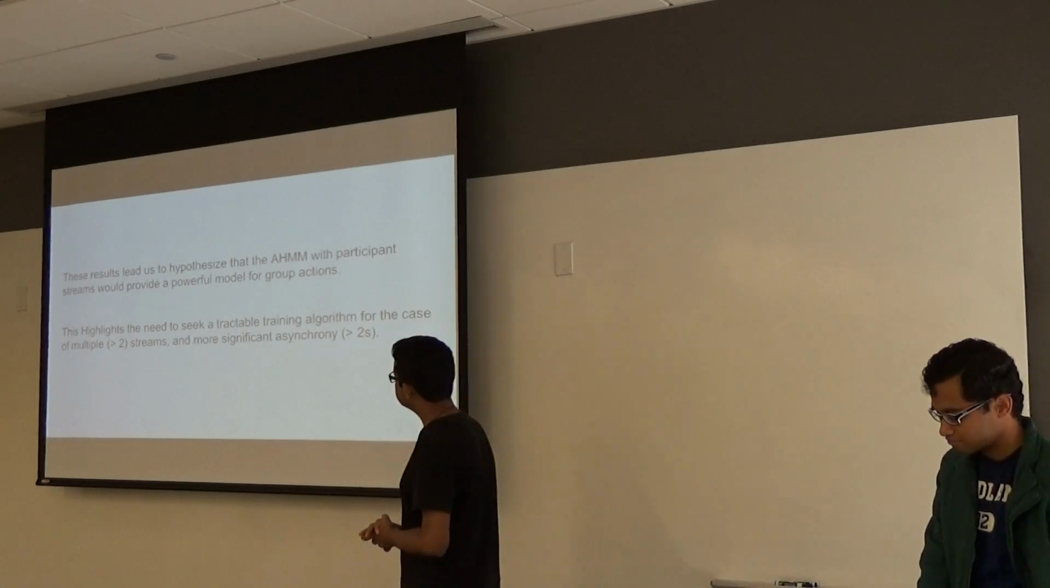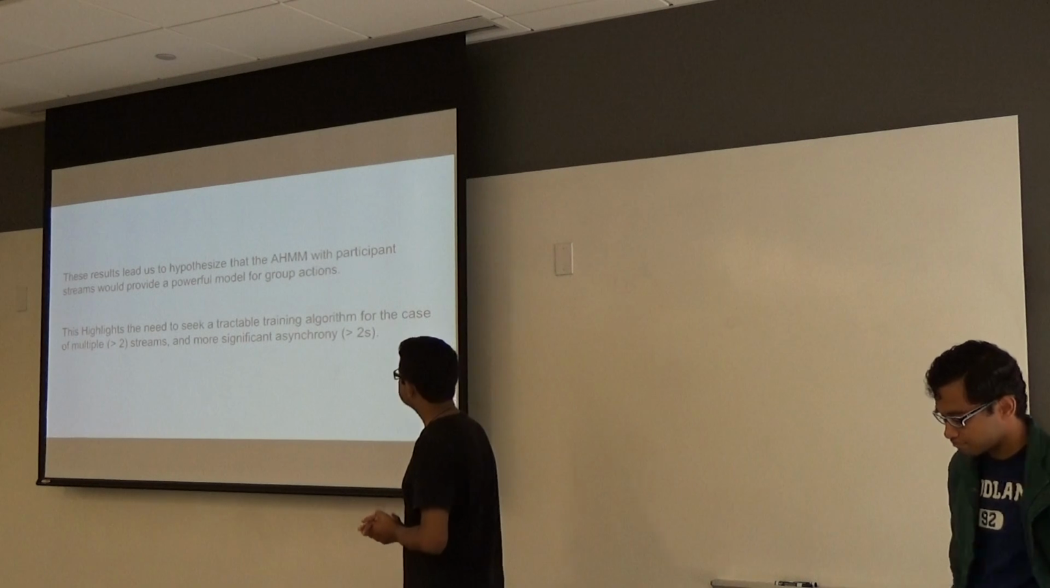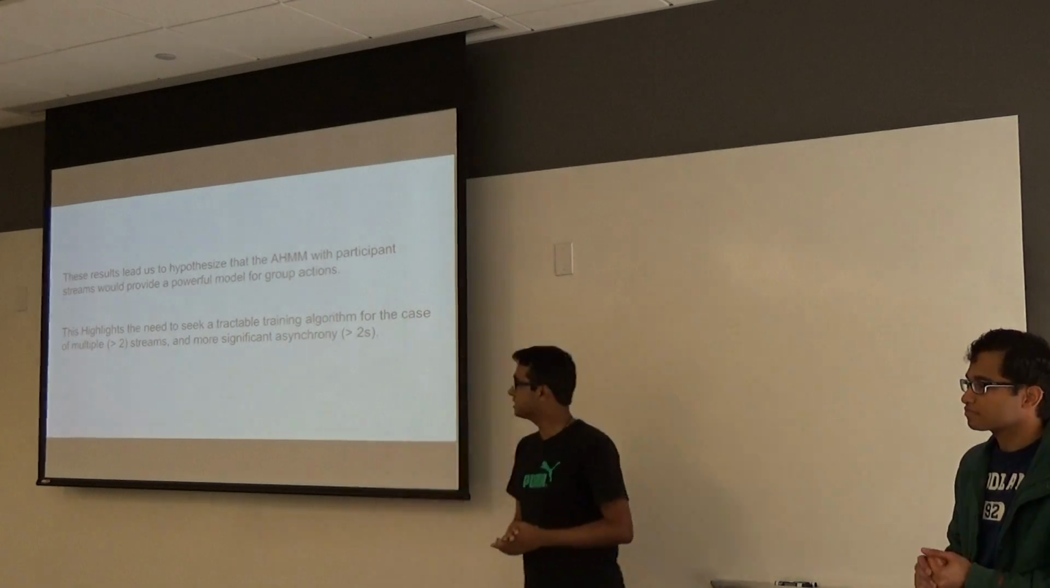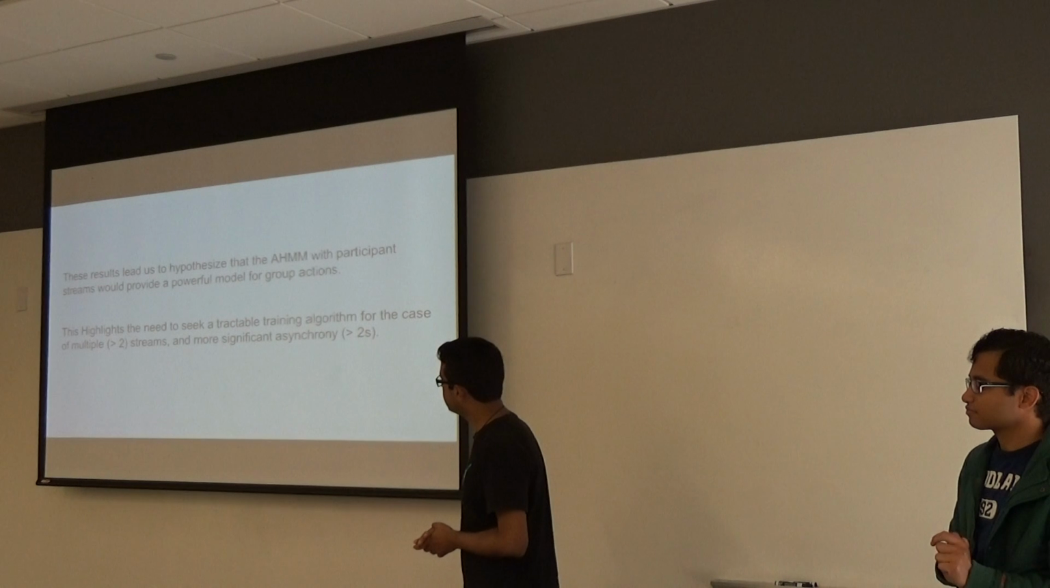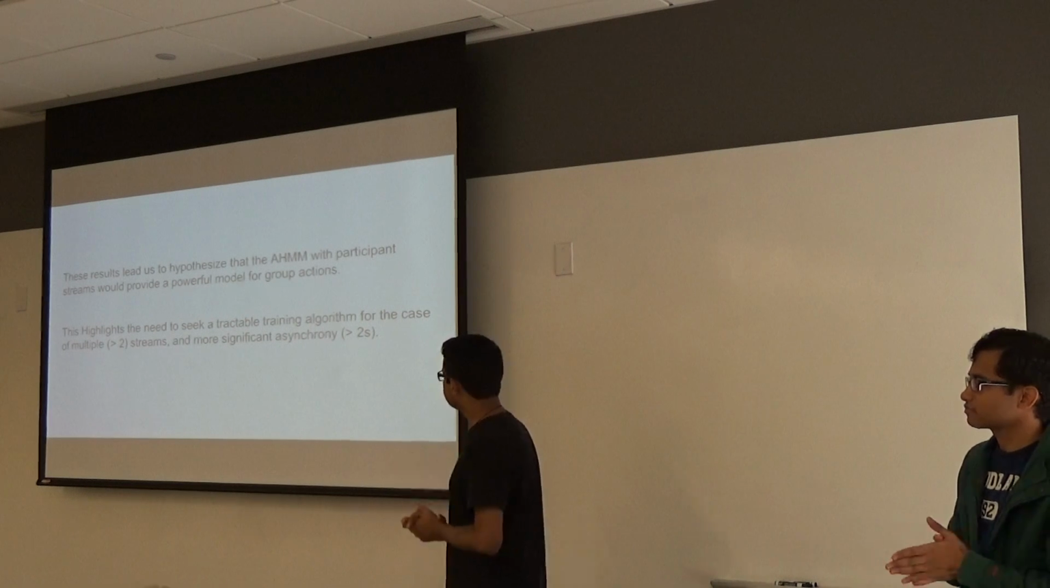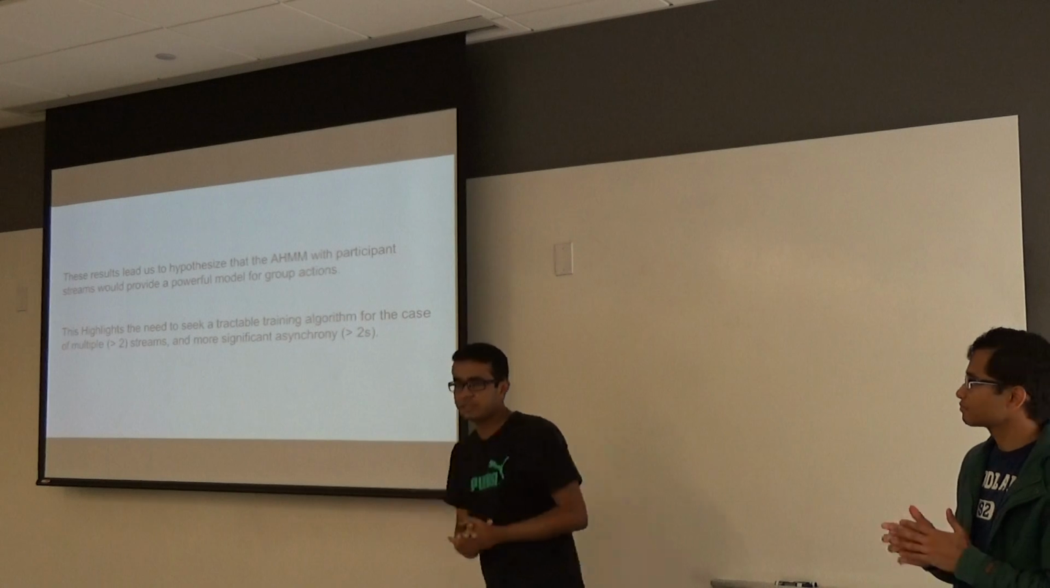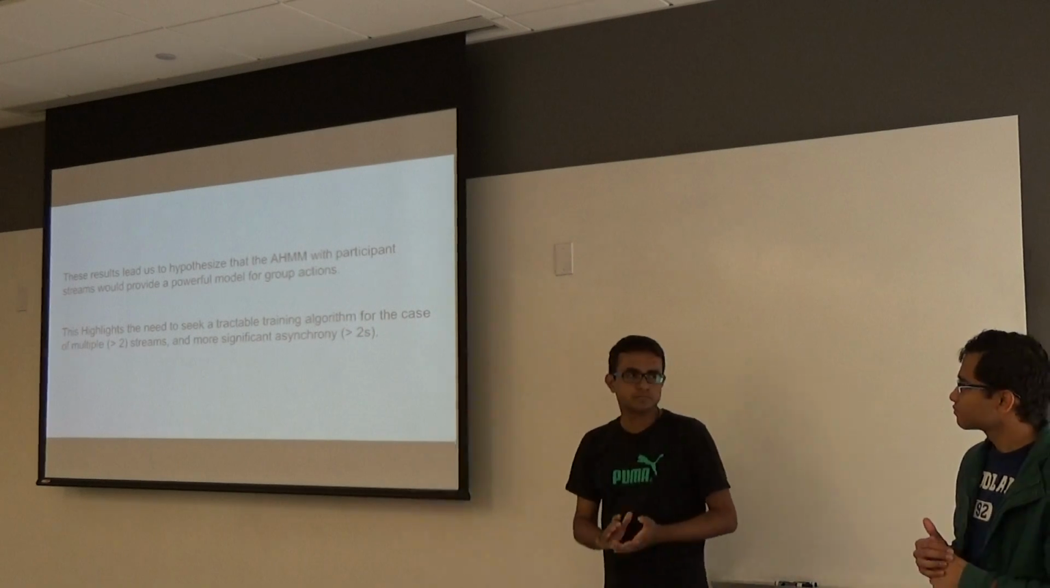So these results help us to hypothesize that we should definitely explore asynchronous hidden Markov models for participant streams, but we also need to check that our algorithm does not go into exponential time complexity, and for that we need to find a tractable training algorithm.